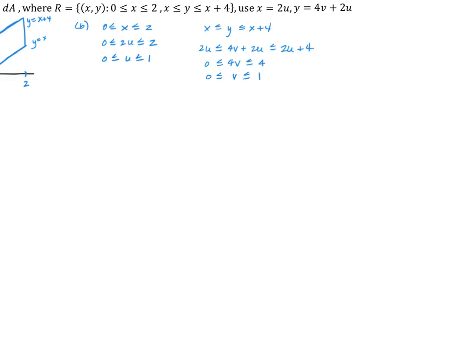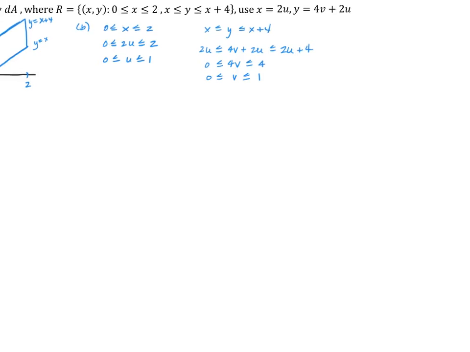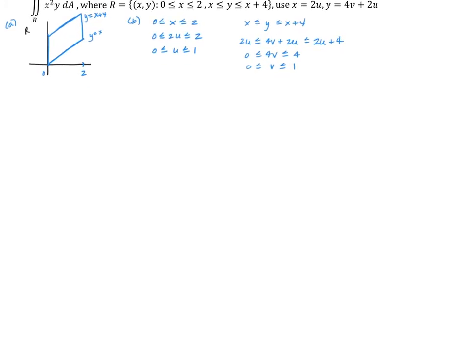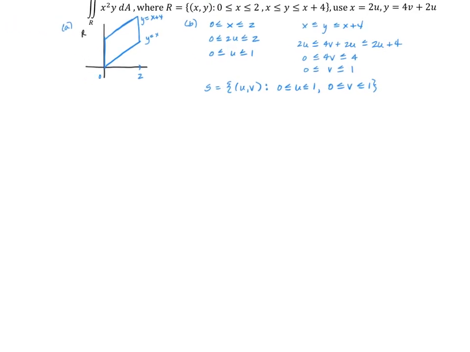Okay. So what I'm trying to do here is find limits of integration for uv. I already have the limits of integration listed for xy. So now u goes from 0 to 1, v goes from 0 to 1. That would be my region S. It's the set of uv such that u is between 0 and 1 and v is between 0 and 1, which is a nice square region.